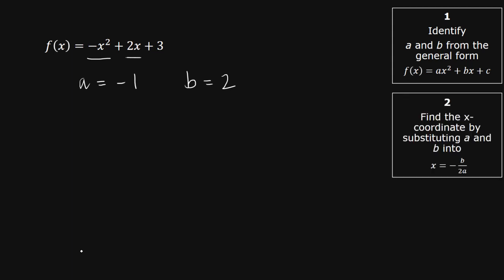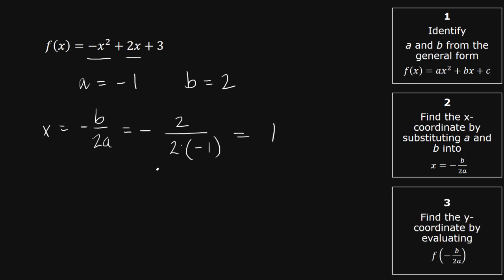Then we find the x-coordinate by substituting a and b into x equals minus b over 2a. x equals minus b over 2a. Then we get minus 2 over 2 times negative 1. And the answer is 1. So this is the x-coordinate.